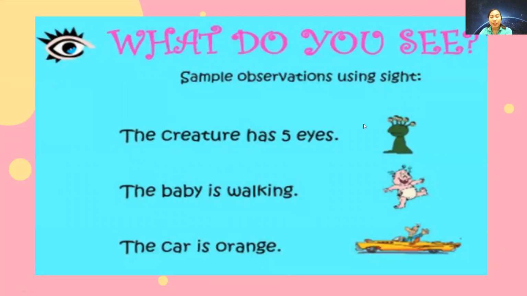What do you see? When you are using your eyes, of course, you see something. So what do you see here? We see a creature that has 5 eyes. The creature, or the alien, has 5 eyes. And here we can see the baby is walking. And here we can see that the car is orange.